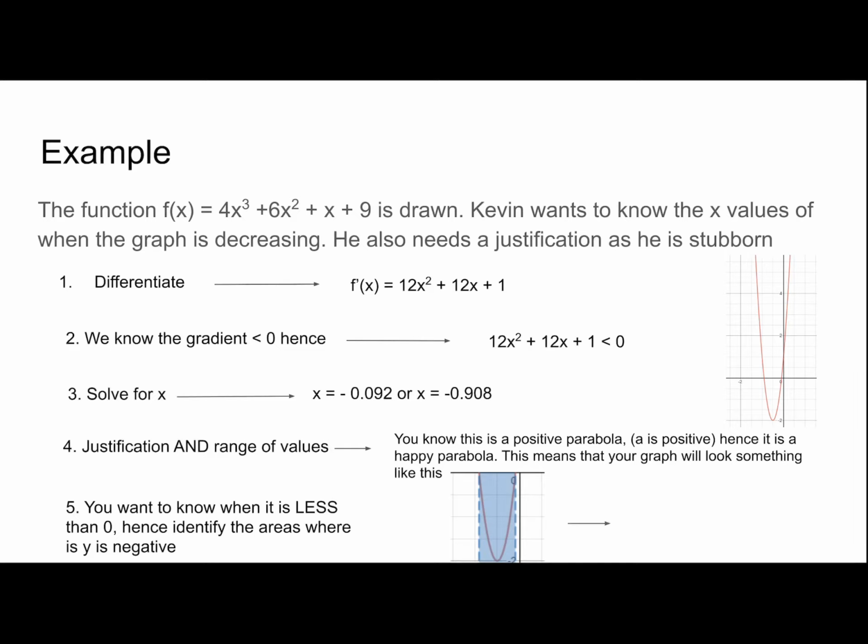So therefore, we're going to write our concluding statements here. These values will occur between the x-intercepts. Hence, x is between negative 0.908 and negative 0.092.